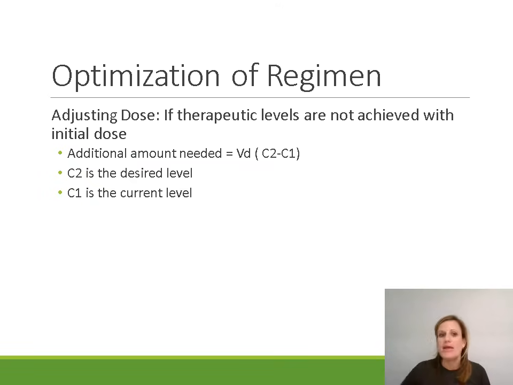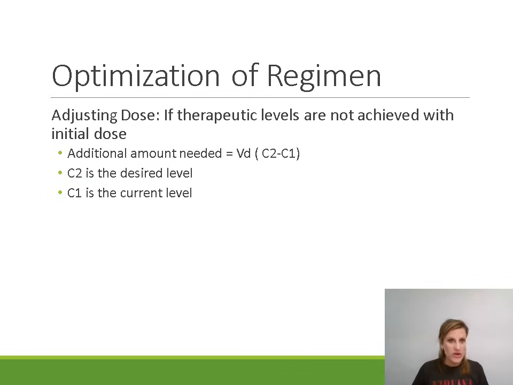Okay, so finally, optimization of the regimen. Again, I'll mention that the doses that we give initially are based off of averages. It's based on what the typical volume of distribution is, what the typical clearance is. This doesn't mean that all patients are going to obey these initial dosing regimens perfectly. They won't. So you do have to optimize the regimen.